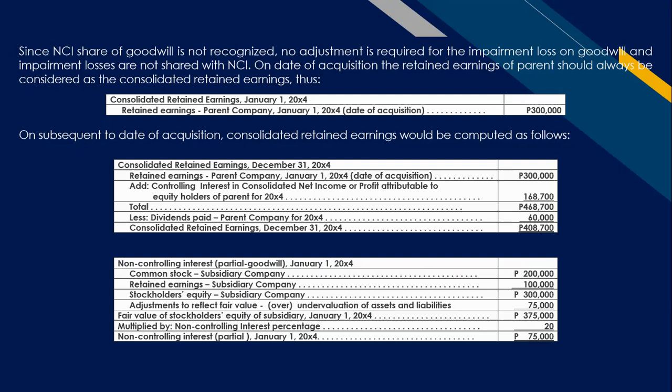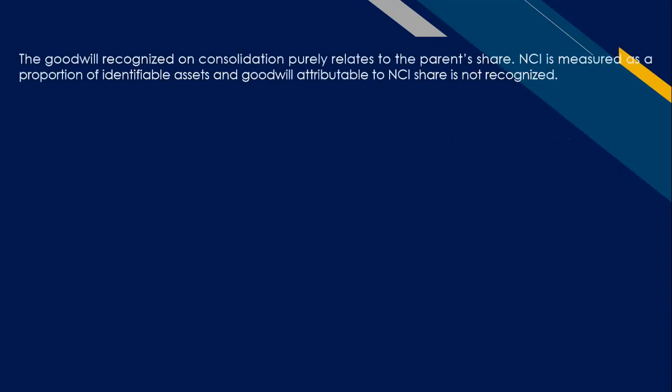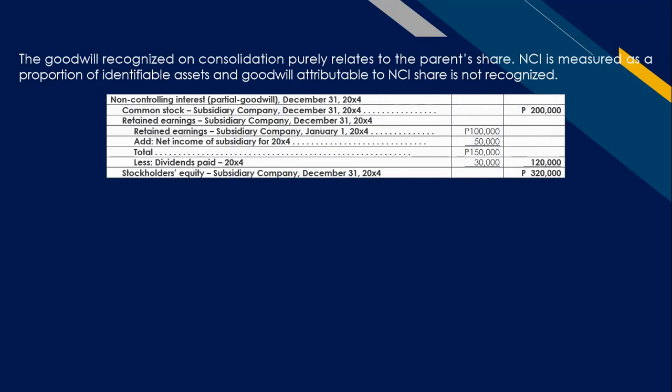We have now the fair value of stockholders' equity of subsidiary on January 1, 20x4. We multiply by 20%, the non-controlling interest rate. The goodwill recognized on consolidation purely relates to the parent share. NCI is measured as a proportion of identifiable assets and goodwill attributable to NCI is not recognized. So we have now the non-controlling interest, common stock, 200,000, the retained earnings, 100,000, and we add the net income. So the total of 150,000. We deduct the dividends paid of 30,000. We have now 120,000. That's the retained earnings of the subsidiary company.